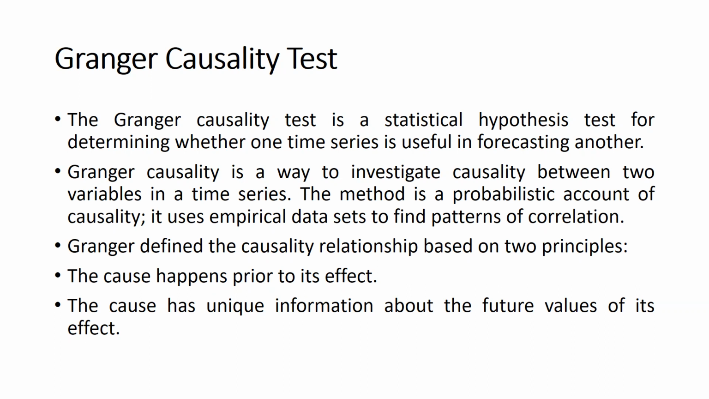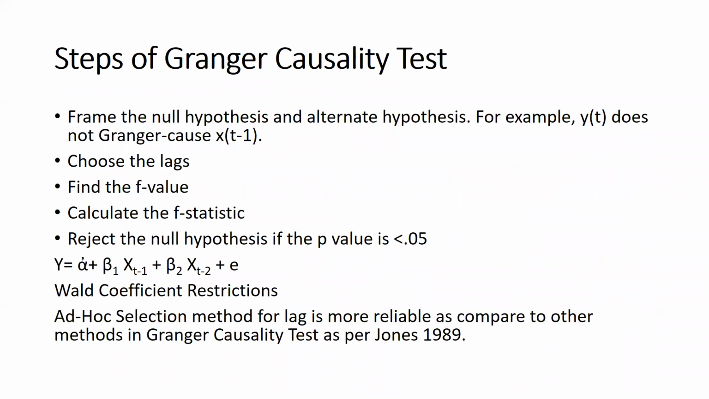And here is how Granger defined the causality relationship. Who is Granger? Granger is an econometrician who gave this concept, the Granger causality test. Granger defined the causality relationship based on two principles: the cause happens prior to its effect, and the cause has unique information about the future values of its effect. So I'm going to discuss all these things one by one.